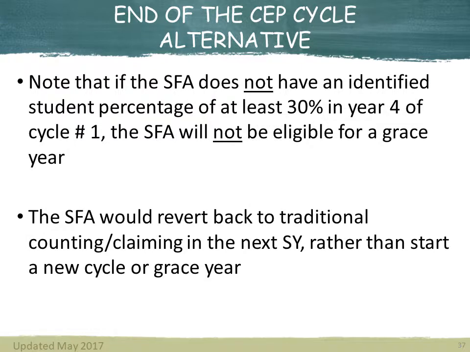Okay, so if the SFA does not have an identified student percentage of at least 30% in year 4, the SFA will not be eligible for a grace year. So then you're not eligible for the grace year, you have to go back to counting and claiming. So I don't want to see any of you here. That's why we work really hard every year to look at these numbers and come up with a game plan, because this is going to cause panic, right? So we don't let this catch you blindsided.